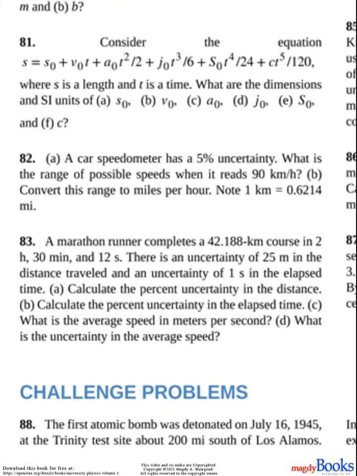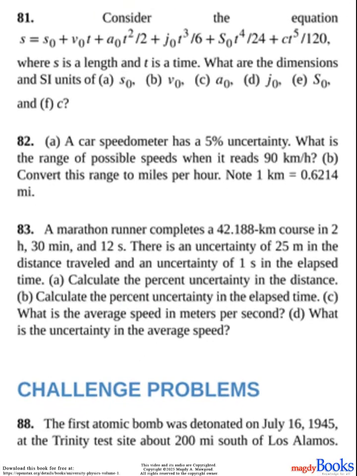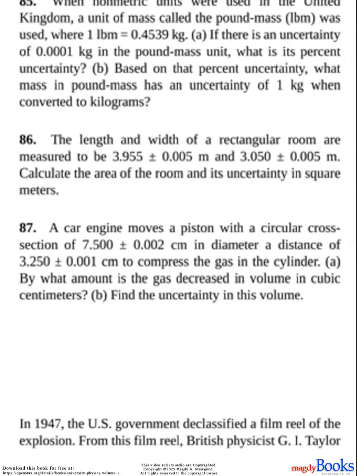Chapter 1 Review. Challenge Problems. 88. The first atomic bomb was detonated on July 16, 1945, at the Trinity test site about 200 miles south of Los Alamos. In 1947, the U.S. government declassified a film reel of the explosion.